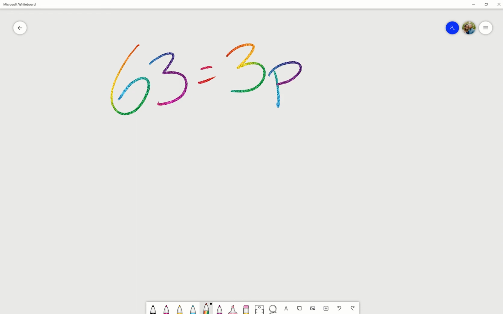All right, our final equation for you to solve is 63 equals 3p. p equals what?